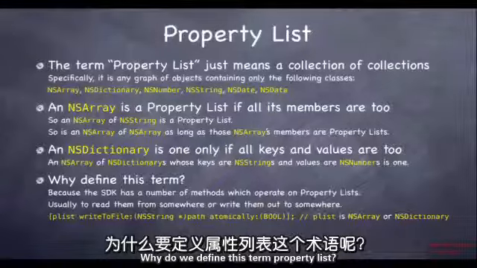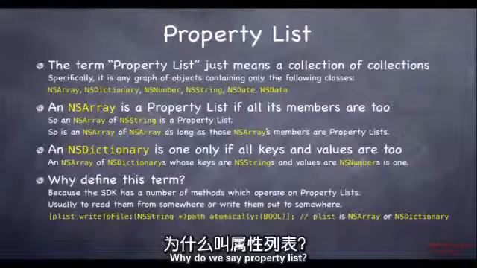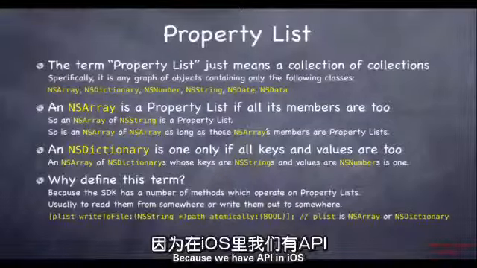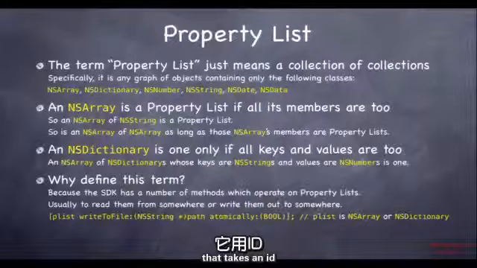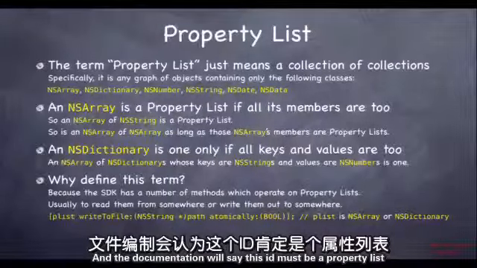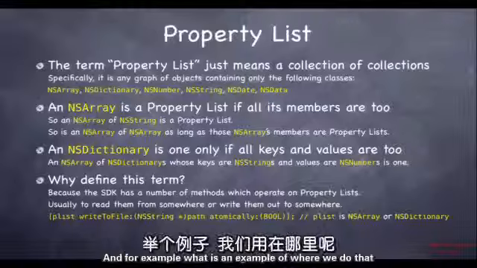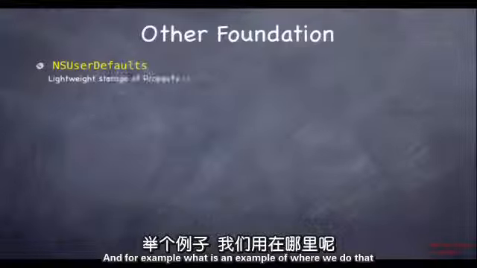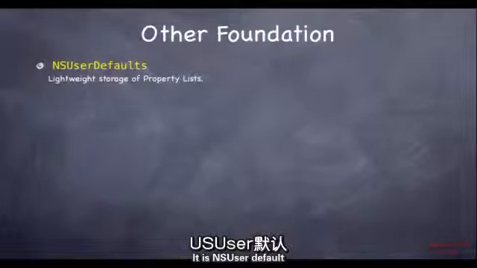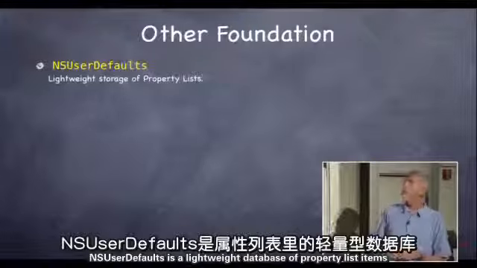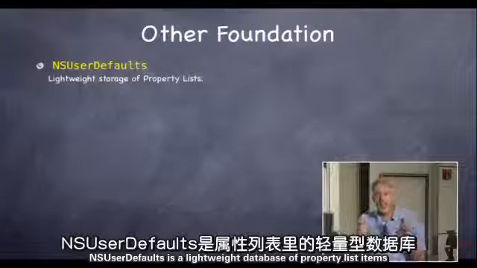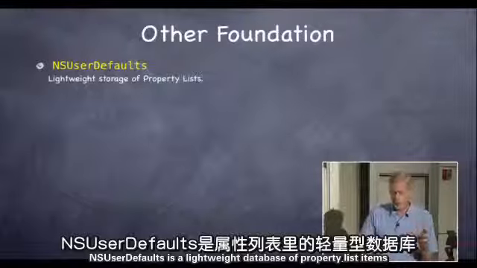Why do we define this term property list? Because we have API in iOS that takes an ID, and the documentation will say, this ID must be a property list. And that means it's got to be one of these. And for example, what is an example of where we do that? NSUserDefaults. This is my last slide. NSUserDefaults is a lightweight database of property list items.